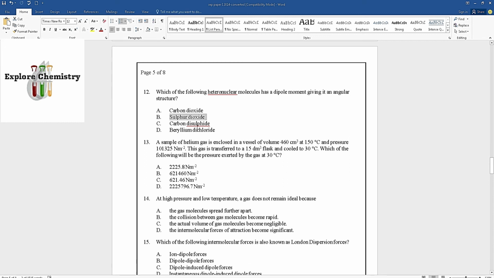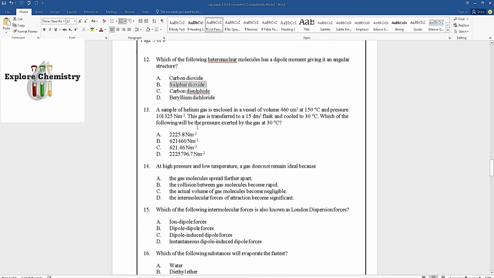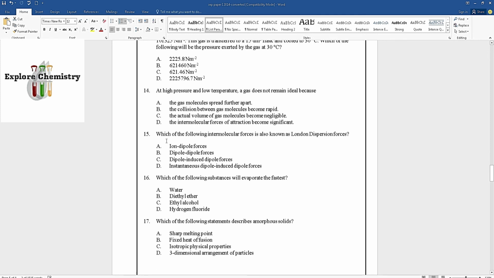Number 13 and 14 are not in our syllabus this year, so we will jump to number 15. Which of the following intermolecular forces is also known as London dispersion forces? It is instantaneous dipole induced dipole forces. It is the weakest force of attraction. Number 16, which of the following substances will evaporate the fastest? The substance with low intermolecular forces will evaporate faster, and that substance is diethyl ether.